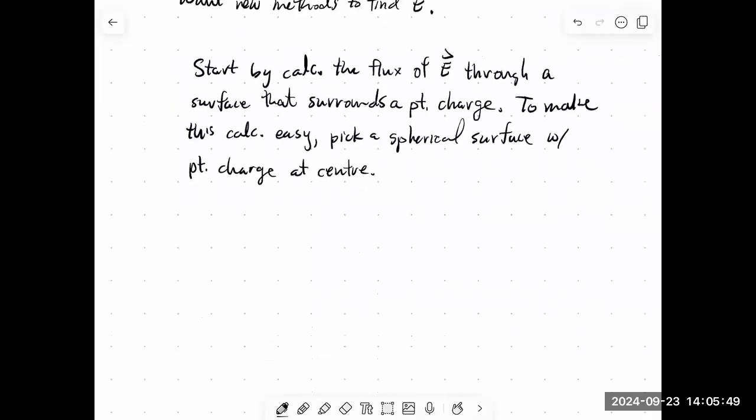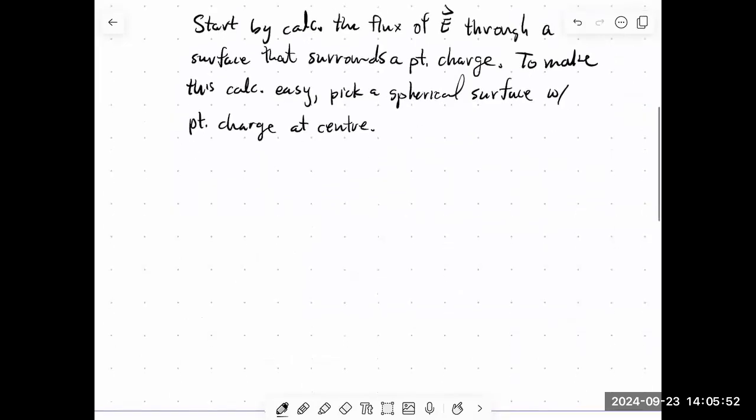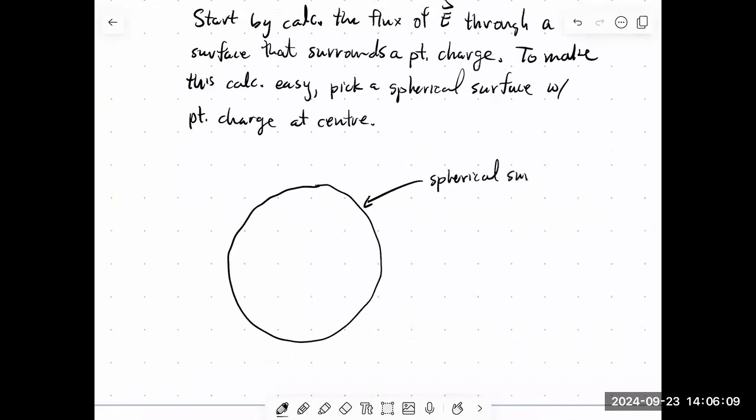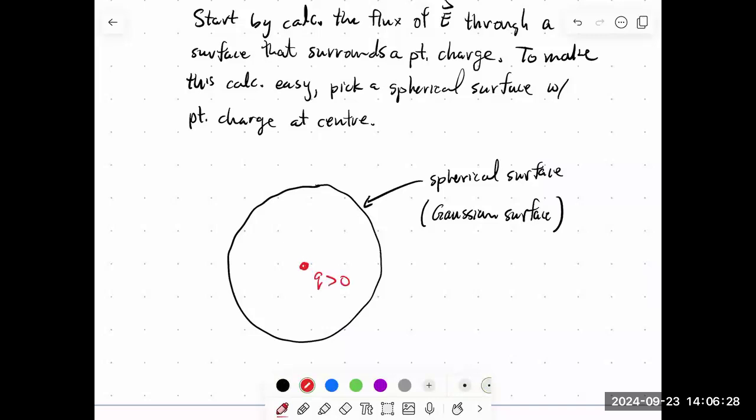All right, so let me draw what this would look like. I'm going to draw this as a 2D picture, but really what you have to imagine is that this is a three-dimensional sphere. This is going to be our spherical surface. We will ultimately call this a Gaussian surface. The Gaussian surface could be a real physical surface, or it could be just some imagined surface. Then we'll place our point charge in the center. I'll make it a positive point charge just so that we have something to draw. And we know the electric field points radially away from this positive point charge.